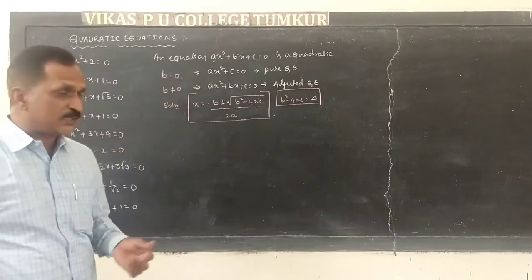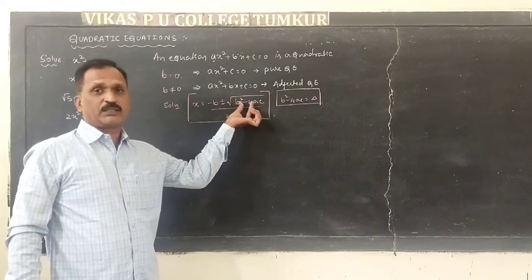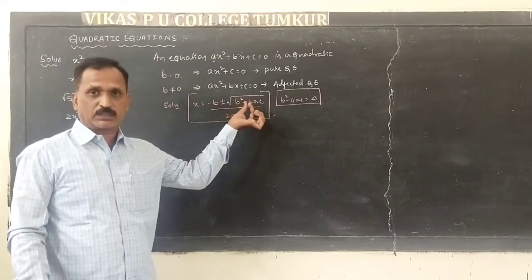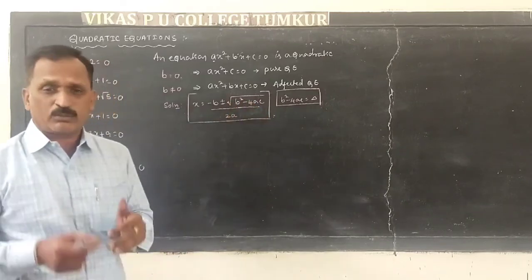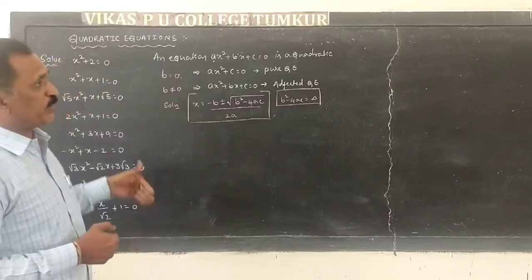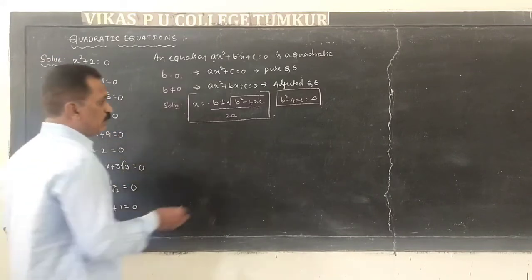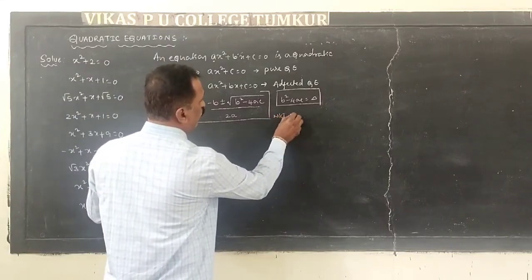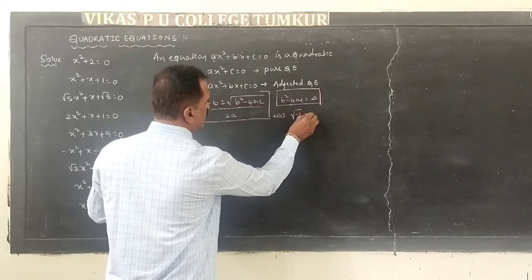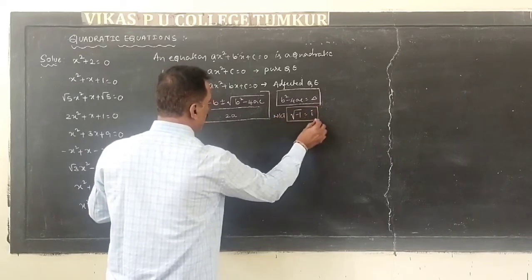In our previous classes, the number inside the root is positive, in all the cases we studied in 10th. Whereas when it is negative, what should we do? That is only a condition we are going to study in the first year PUC. Remember, we know that the value of root of minus 1 is I. Root of minus 1 value is I, called iota.